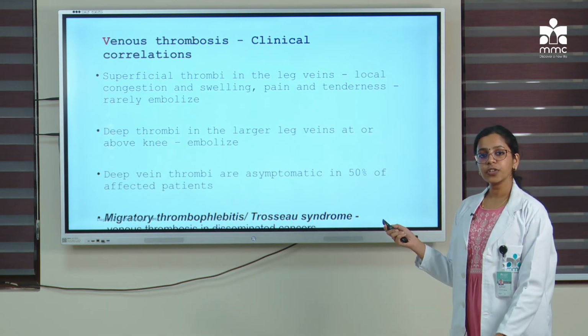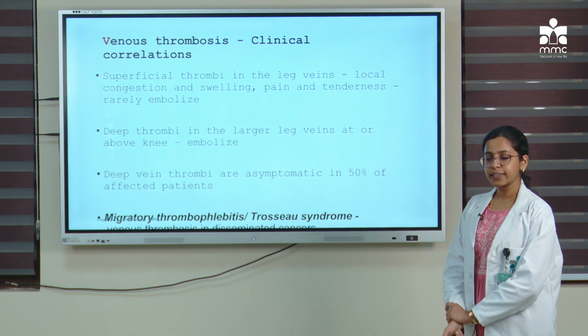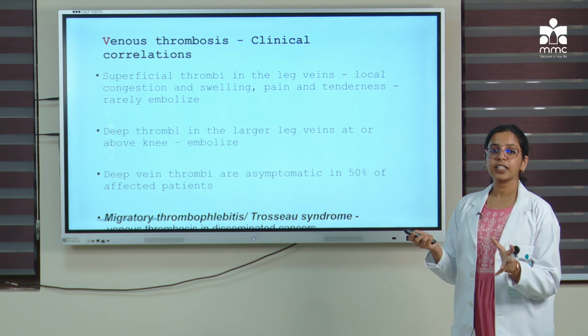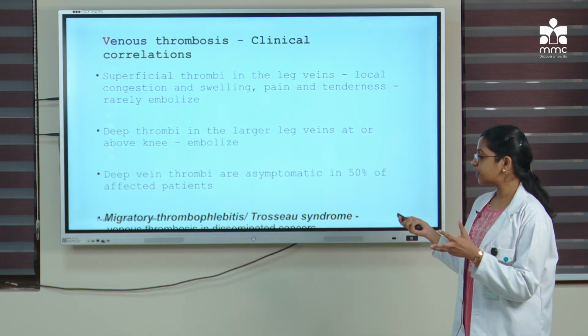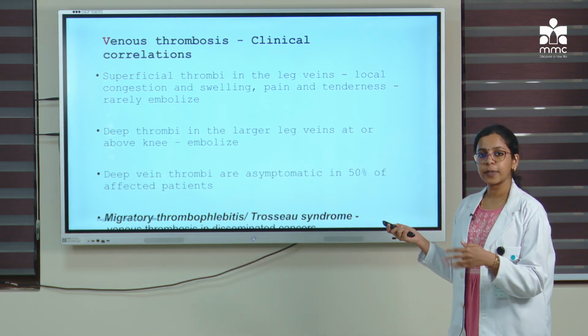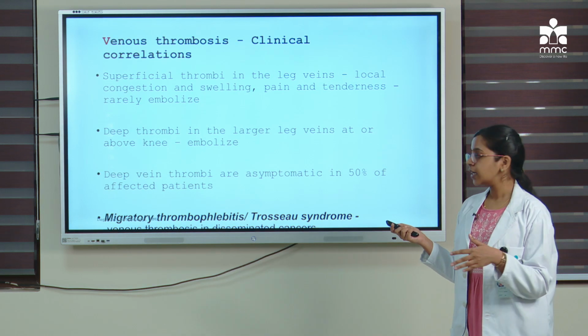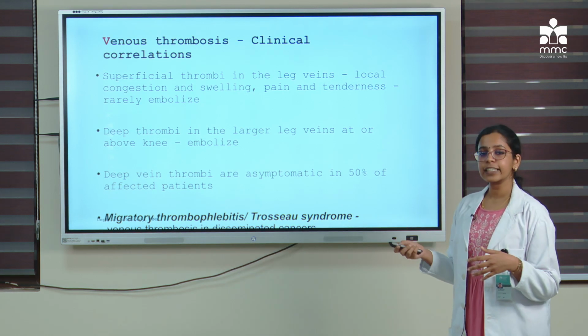There is another condition called migratory thrombophlebitis. This is associated with disseminated cancers. So, whenever you have a venous thrombus in disseminated cancers, especially in case of pancreatic neoplasm or breast carcinoma, this is called migratory thrombophlebitis.